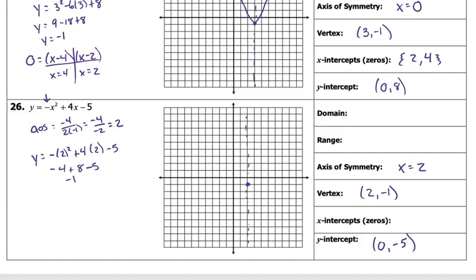1, 2, 3, 4, 5. I'm going to use symmetry to create another coordinate. I kind of know it looks like this in a roundabout way. It's a nice sketch. So we need to fill some things in.